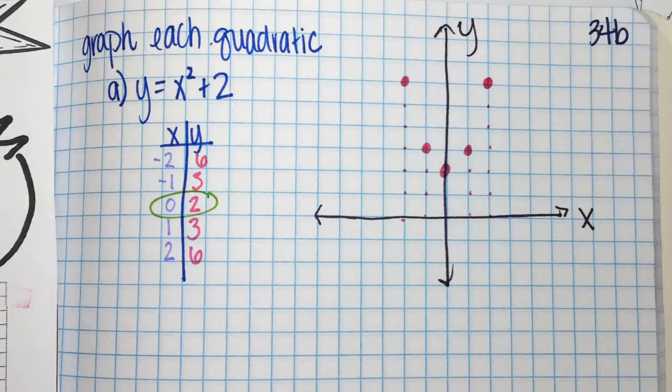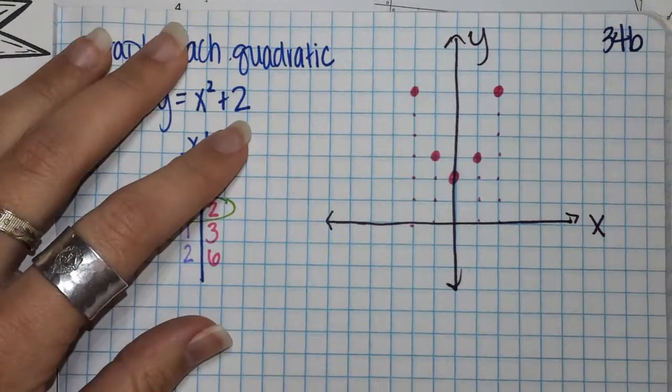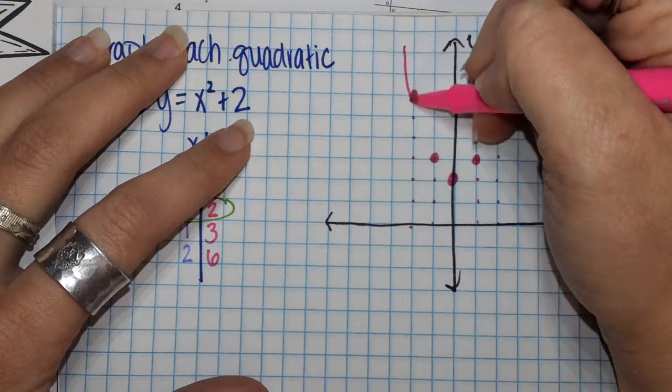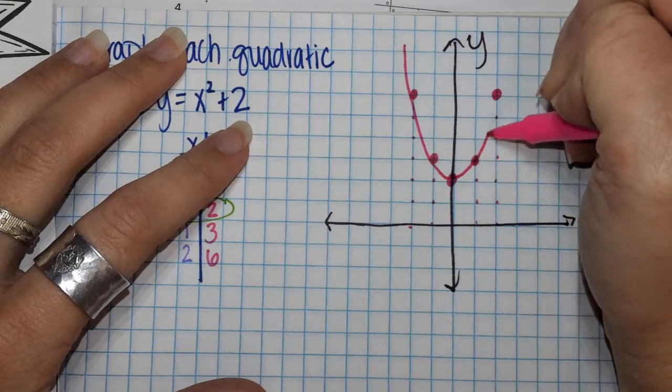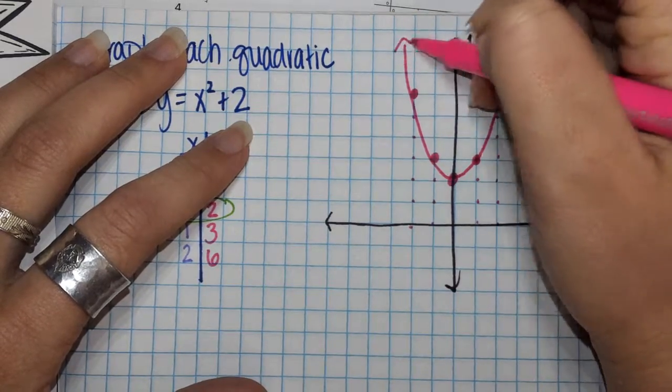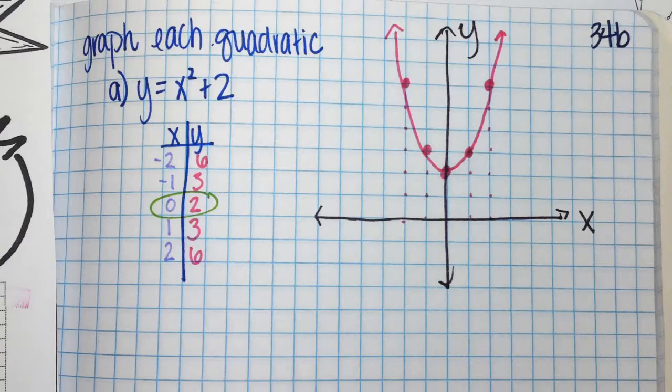Now, do I connect those dots with a U or with a V? A U. Oh my, a parabola is a U. Curve it at the bottom, and it is very important because those are two different graphs.